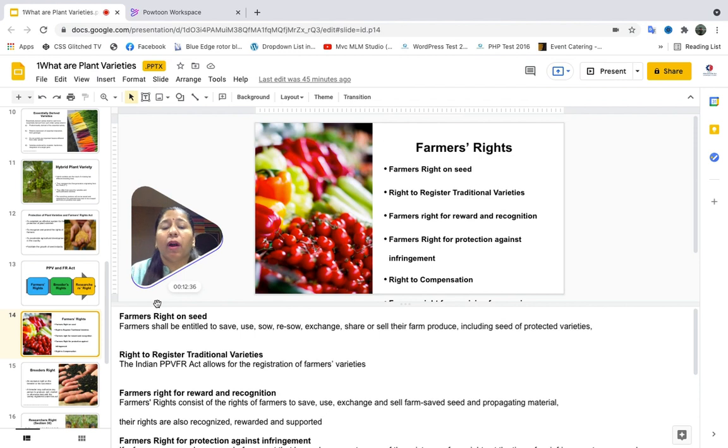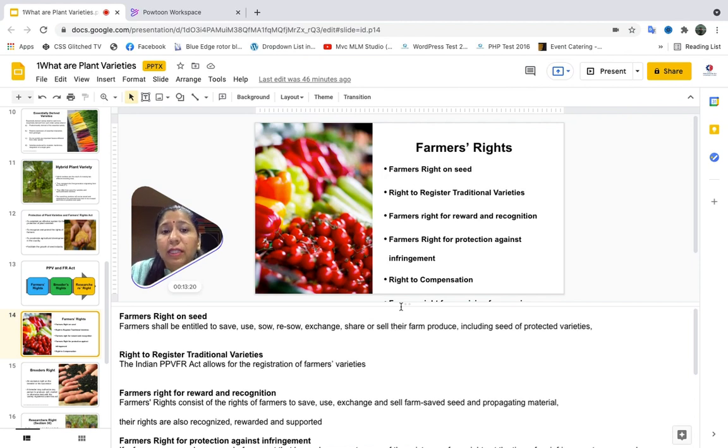Now, what are farmers' rights? Farmers' rights are basically the rights which are granted to a farmer over the production or development of a new plant variety or a plant variety which didn't exist in the past. Farmers' rights are categorized into six forms, like farmers' right on seeds. A farmer who has developed a new variety shall be entitled to save, use, sow, and exchange their farm produce, including seed of a protected variety. They are free to sell it, save it, use it, exchange it for other items, and even share it with other farmers.